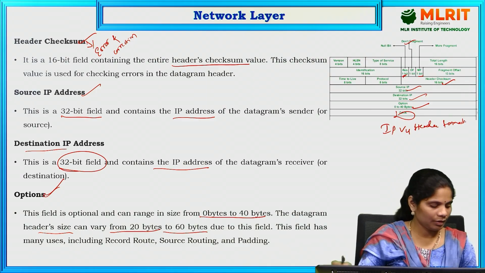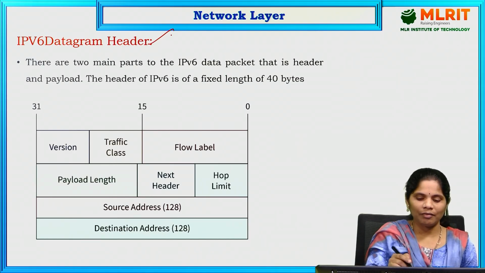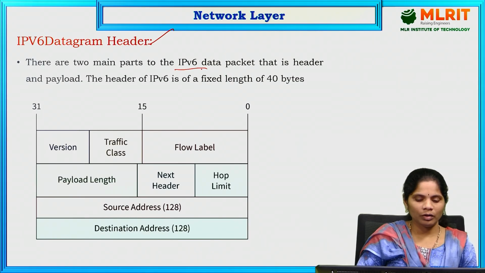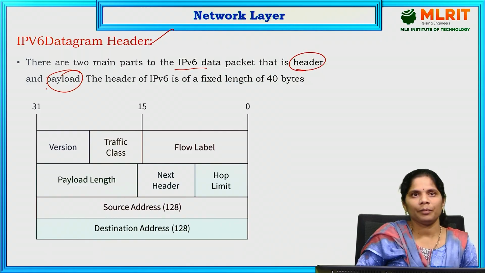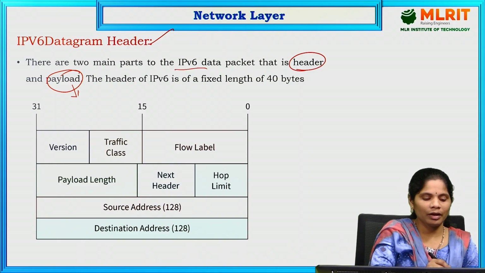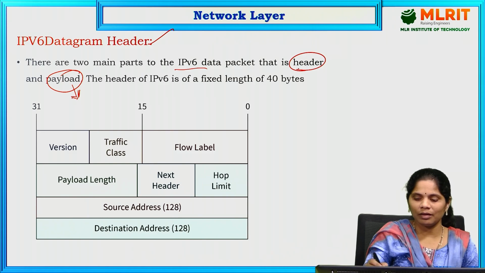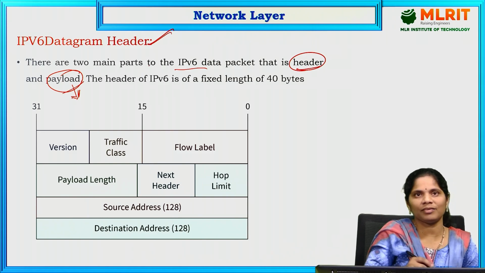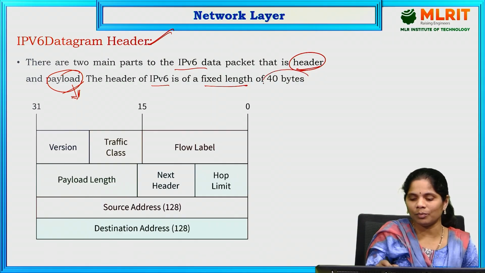And the next one is the IPv6 datagram header. IPv6 has a total of 2 parts: the header field and the payload field. Payload field indicates the data being sent, excluding the header. Header plus payload is the total IPv6 packet. The header of IPv6 is fixed length. Header length is 40 bytes.